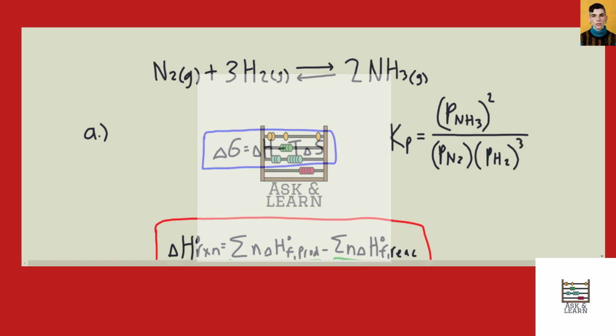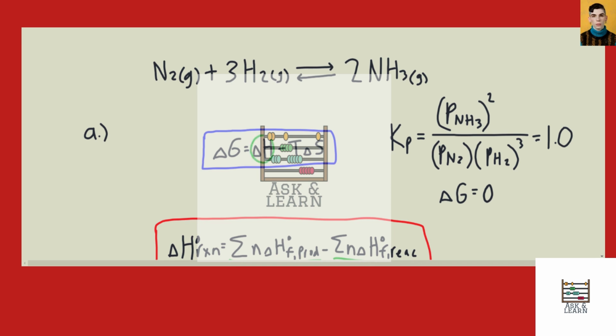In part A, we want to find the temperature when this value, Kp, is equal to 1. Remember that when K equals 1, it means that the reaction is at equilibrium. And when a reaction is at equilibrium, it also means that the change in Gibbs free energy is equal to 0. We are told that delta H and delta S do not vary with temperature, and so therefore we can conclude that these are constant values regardless of what the temperature is.